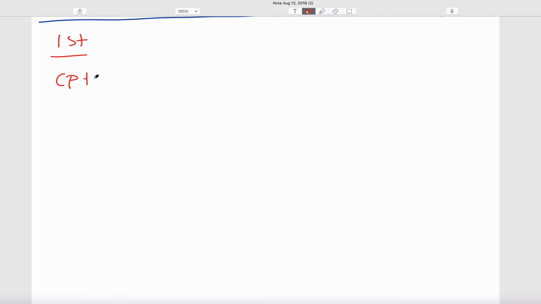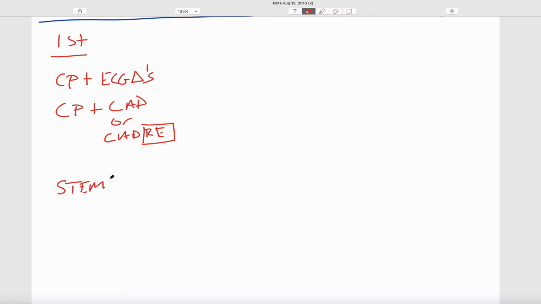So you have someone that comes in with chest pain, plus maybe some ECG changes. Or you have someone that comes in with chest pain, plus known coronary artery disease, or coronary artery disease risk equivalent that we just talked about up there, which is your diabetes, your peripheral vascular disease, abdominal aortic aneurysms, your CKD. Or what if you have someone that comes in with a STEMI? Or you have someone that comes in with a non-STEMI. What is the first thing you want to do?